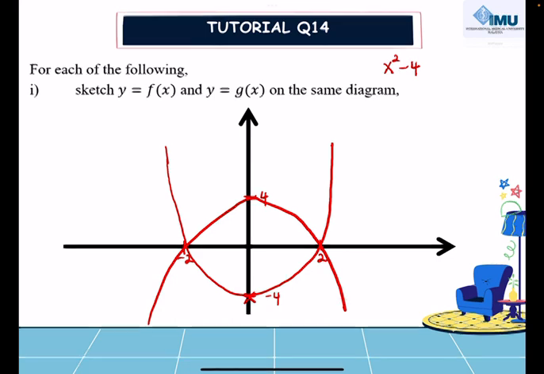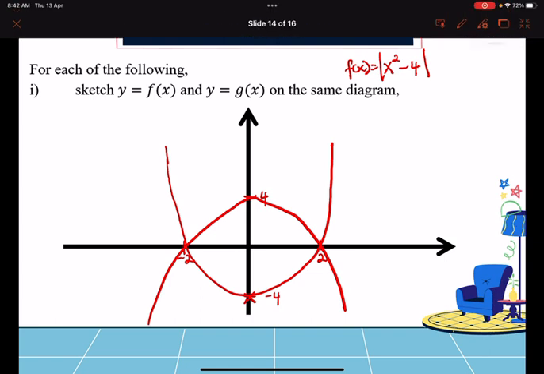Now, bear in mind, our f(x) is an absolute value. Hence, you are not supposed to have any value below the x-axis. So very simple, you just need to delete all the curve below the x-axis, giving you the complete solution of the absolute value graph.